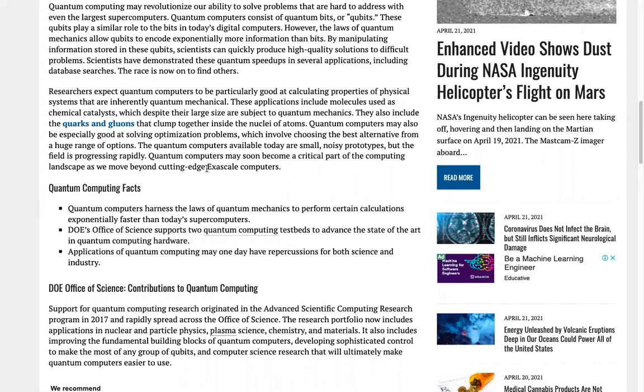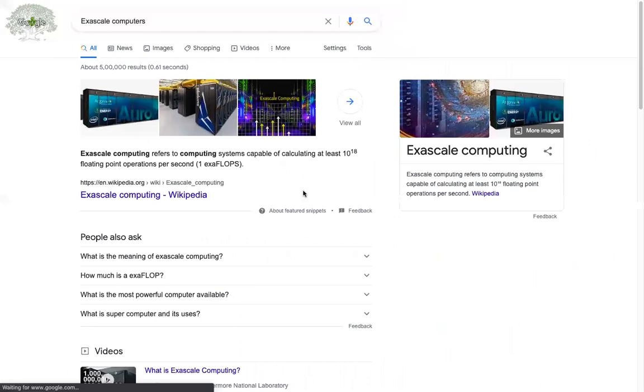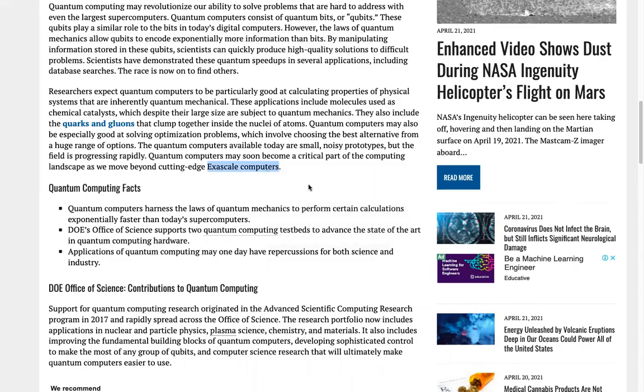So what are these exascale computers? They have huge scale, around 10 to the power of 16 to 18, I guess. A quick Google search would do that. Exascale computers refers to computers capable of calculating 10 to the power of 18 floating point operations per second. That's included in supercomputers as well.